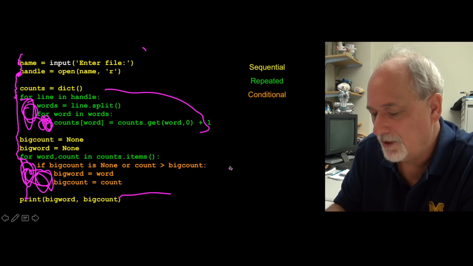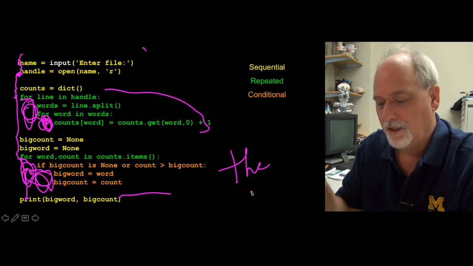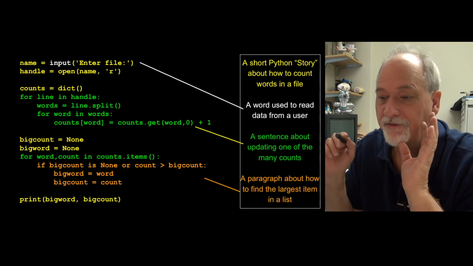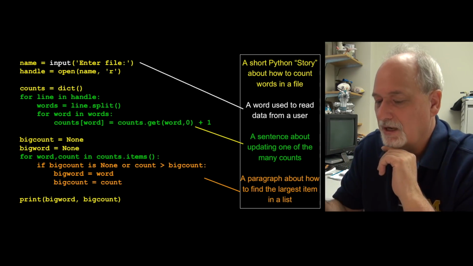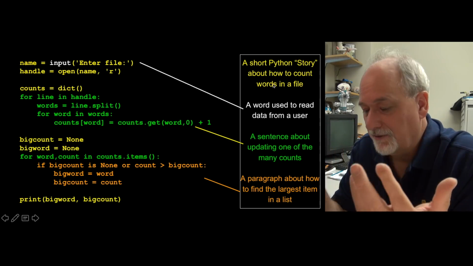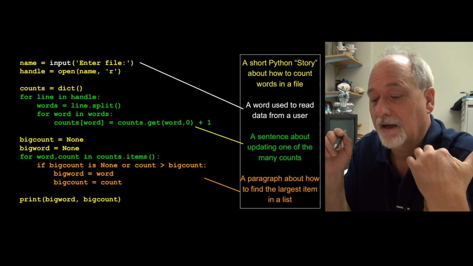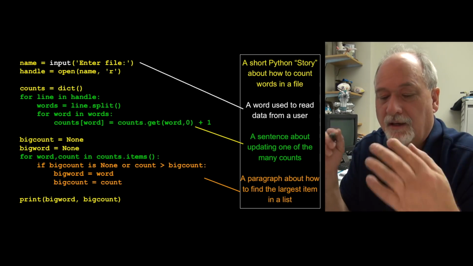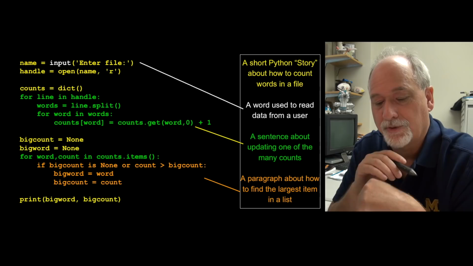And this is, of course, the program that figures out the most common word and prints that most common word out. And so this is a Python short story. It reads some data. It reads the name of a file. It opens that file. It talks about how to make a histogram. And then it looks through for the most common word.